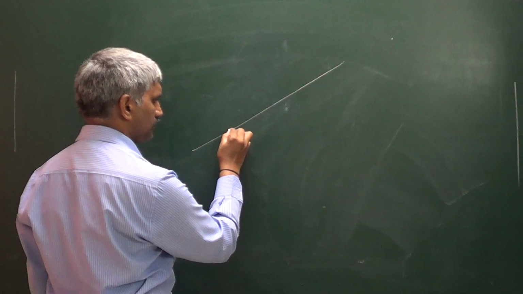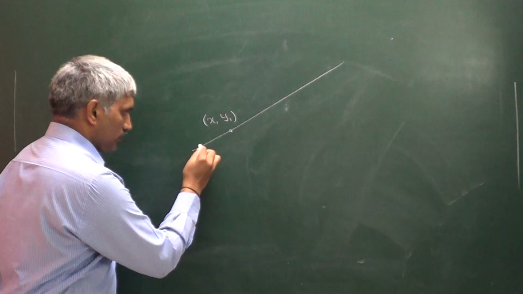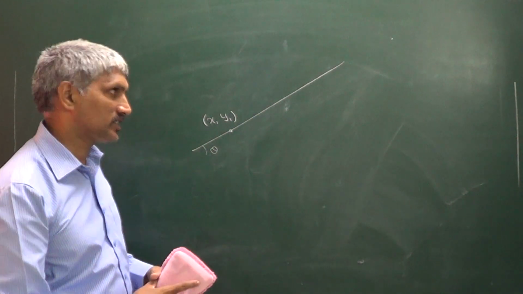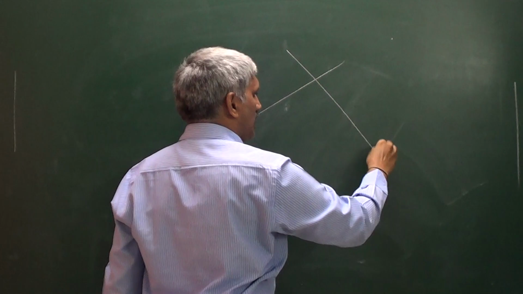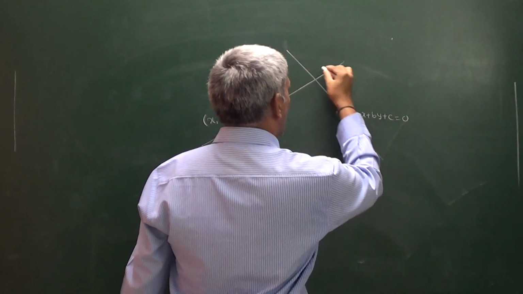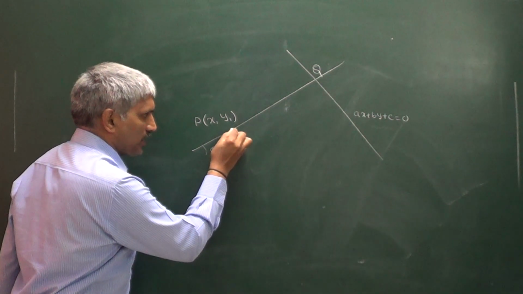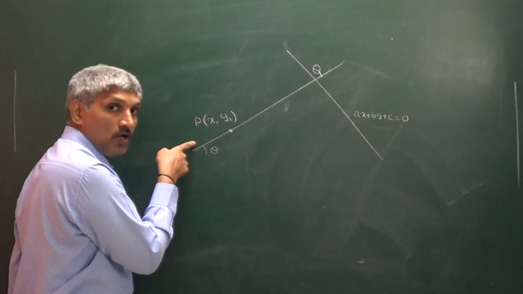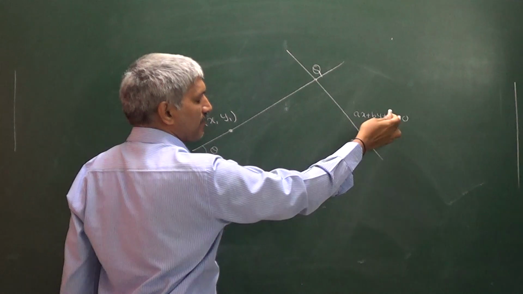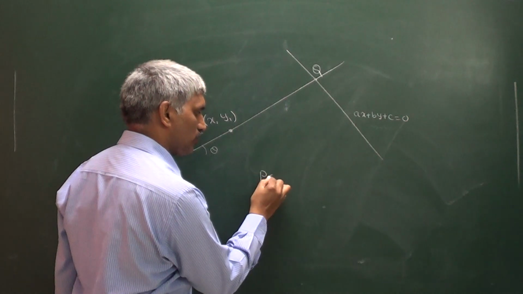This is the point x1, y1. This line's inclination is theta. That means this line makes an angle theta with the x-axis. This line meets another line ax plus by plus c is equal to 0 at a point Q. There is a point P (x1, y1) on the line whose inclination is theta. This line meets another line ax plus by plus c equal to 0 at a point Q. What about the distance PQ?